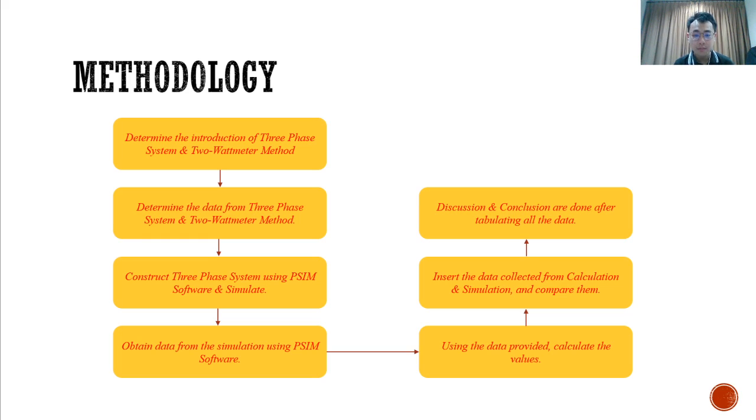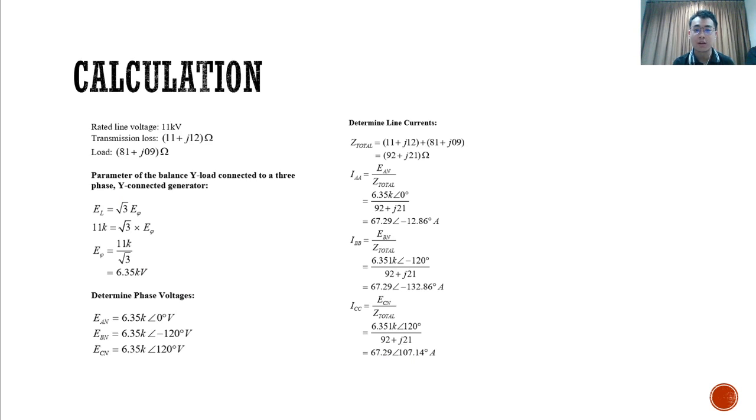After that, by using the data provided, the calculation is being done. Then, the data are being inserted into the tables and compared between the calculated values and the values measured by the PSIM simulation. After that, discussion and conclusion are being done after the entire calculation and the results are drawn. Let's go into the calculation part.